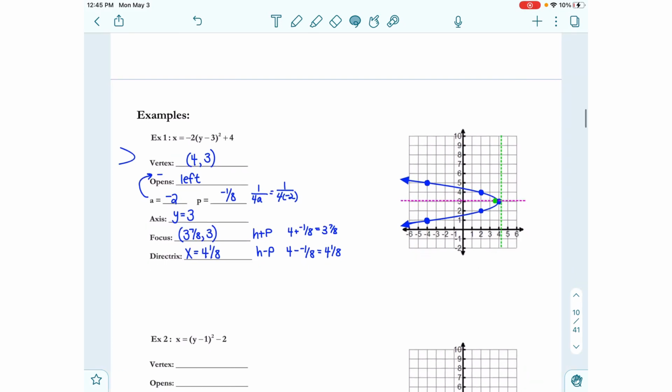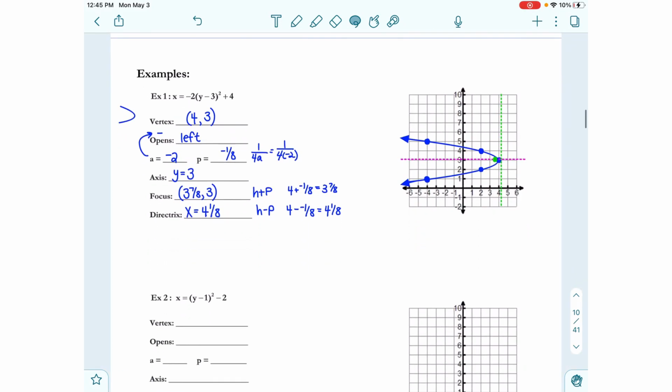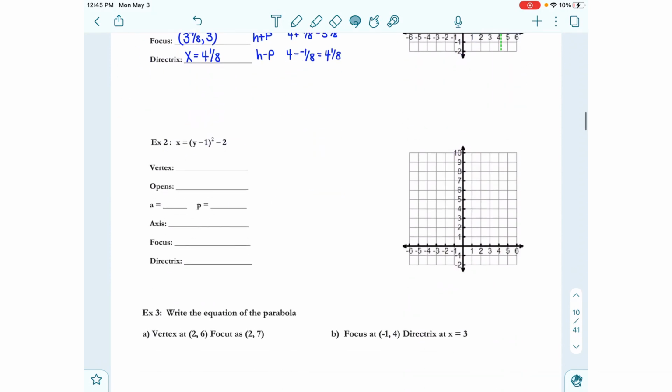So let's do example 2. You can pause and go back if you need to. I'm going to move right on.